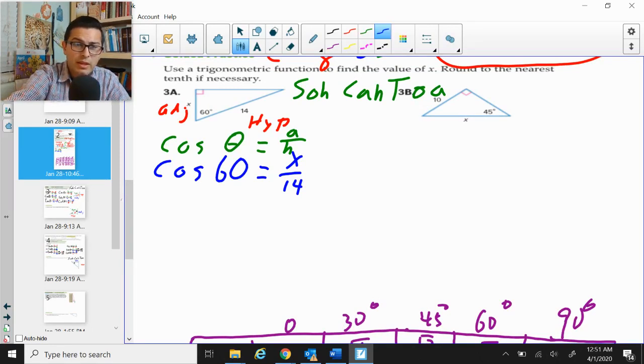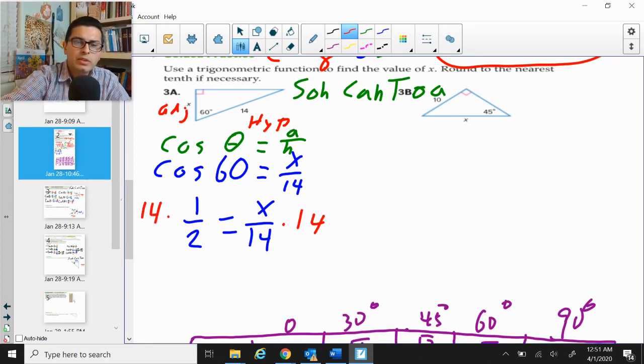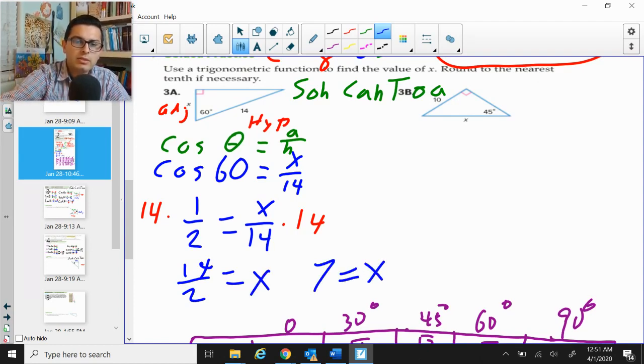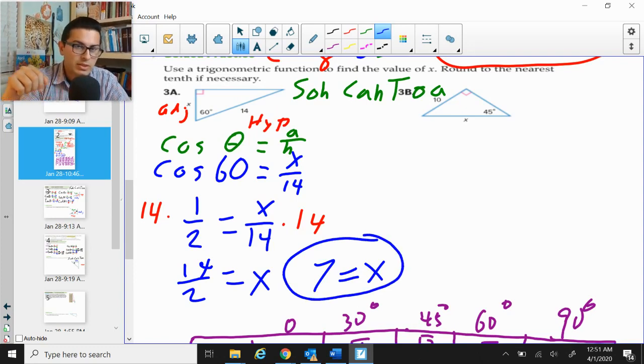So we are going to say 1/2 equals x over 14. Now, this is something you can solve. We multiply both sides by 14, and what does that equal? This is going to be 14 over 2, or 7. So let's write that out. 14 over 2 equals x, and you can also say 7 equals x. So 7 is our missing side value. Our adjacent side is 7.